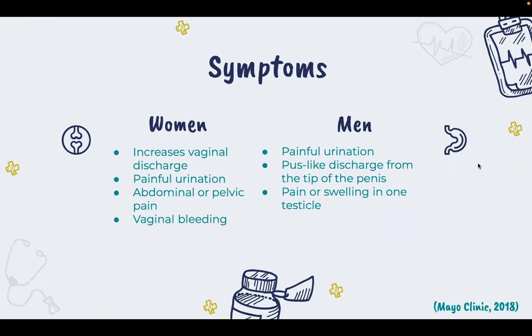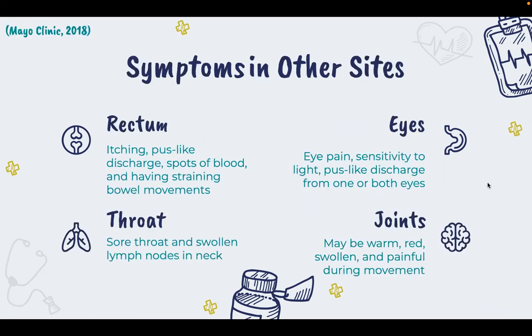Symptoms of gonorrhea in women are increased vaginal discharge, painful urination, and abdominal or pelvic pain. Women also experience vaginal bleeding between periods or after intercourse. Men experience painful urination, pus-like discharge, and pain or swelling in one testicle. Gonorrhea can cause symptoms in other areas of the body.